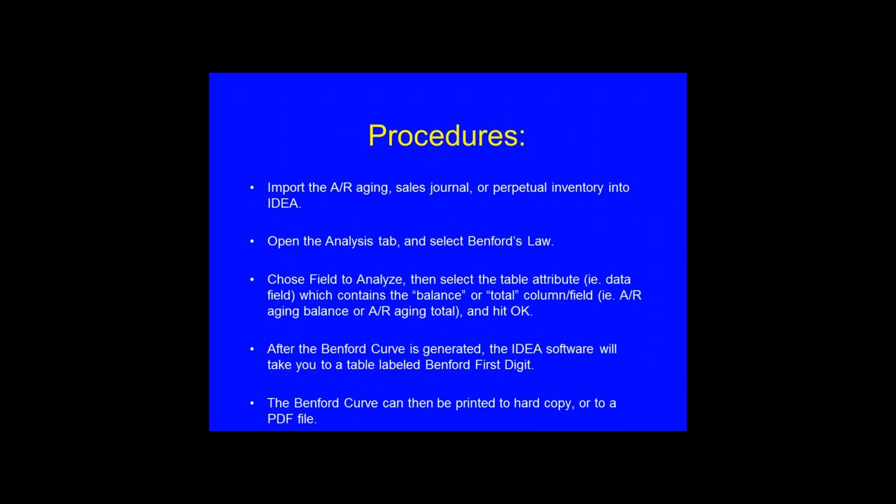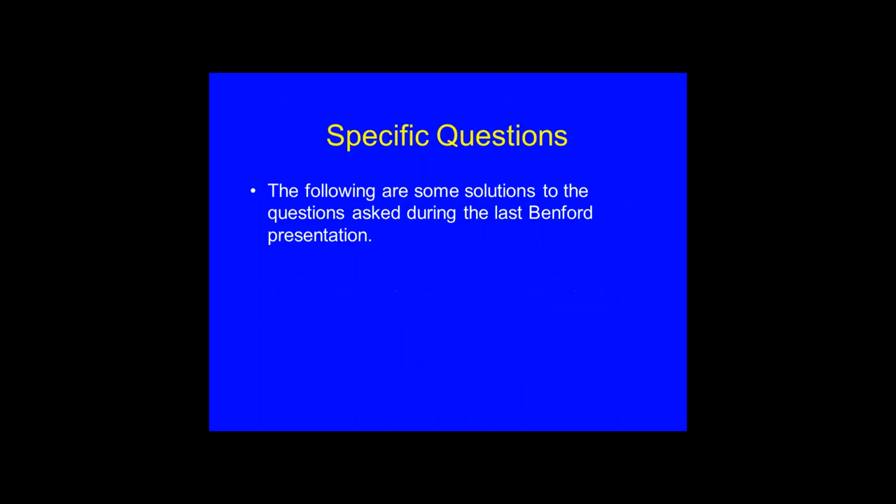Here's basically how you import it. I think some people are listening in online, but it's really easy to import. You just import the aging, open the analysis tab, select Benford's law, and choose the field to analyze. Usually we use the balance. It could be the quantity field on inventory, or quantity purchased, or we have good luck with the extended value, where there's quantity times cost, or sales value. Then we print it as a PDF file and retain those for subsequent audits.